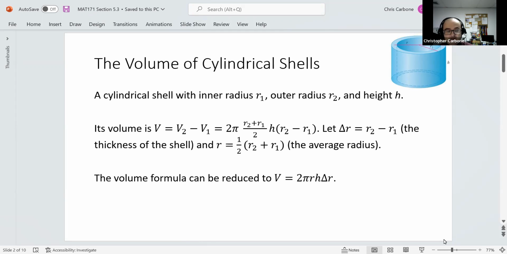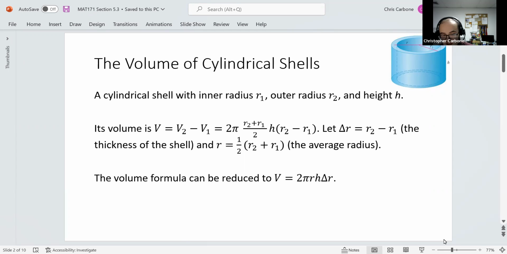So the volume V would be the volume of the outer shape minus the volume of the inner shape, in order for us to get this small shell around this area. And this would be 2 pi times (r sub 2 plus r sub 1) divided by 2, times h, times (r sub 2 minus r sub 1).